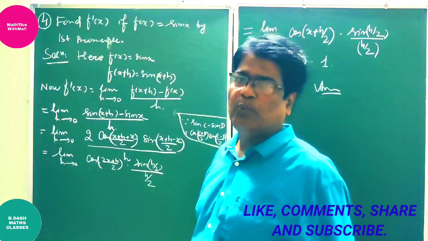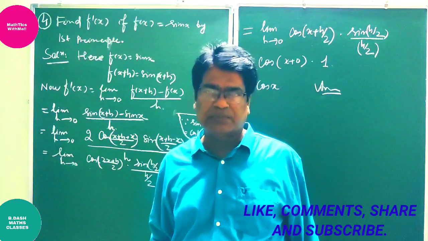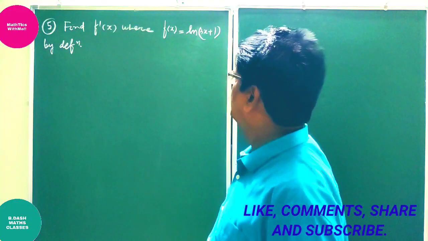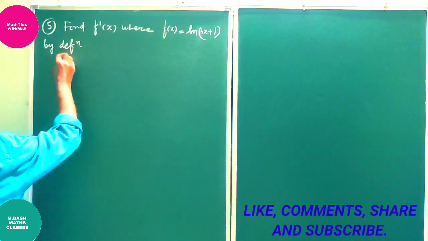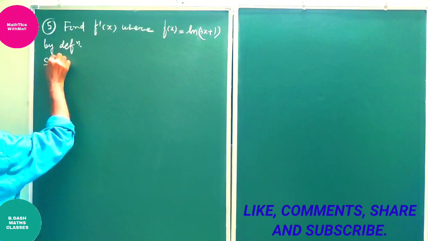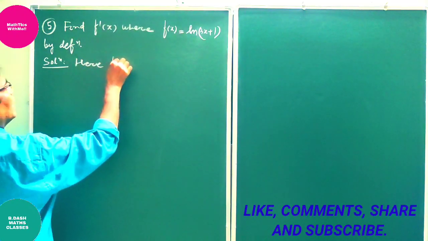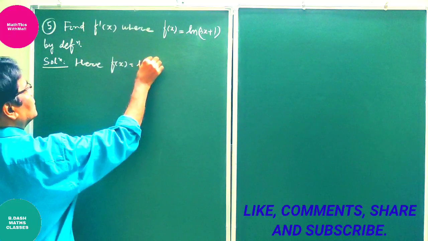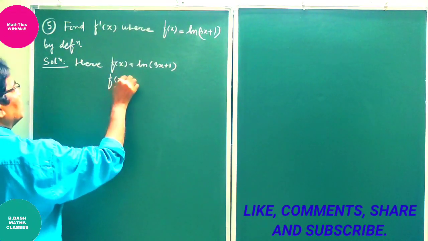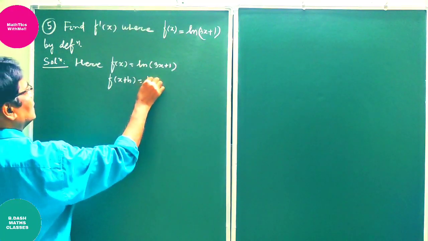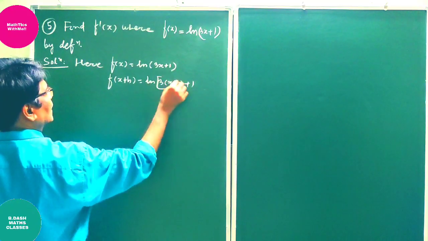So with this our fourth problem is now solved. Let us proceed to solve the next problem. Find f dash of x where f of x is equal to ln of 3x plus 1, by definition. Solution. Here f of x is equal to ln of 3x plus 1. So f of x plus h is equal to ln of 3 times (x plus h) plus 1.